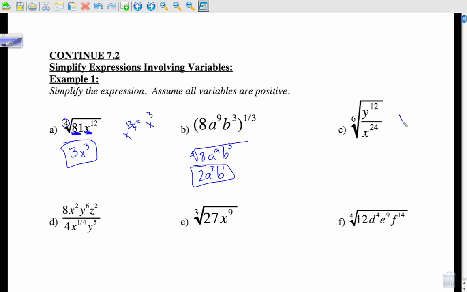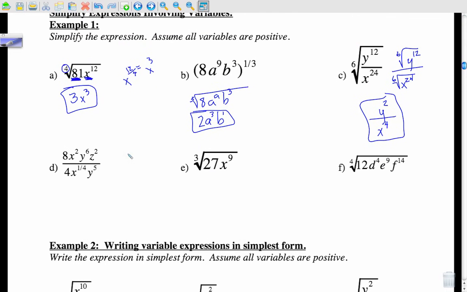Same thing with division. I'm going to split this up into the 6th root of y to the 12th all over the 6th root of x to the 24th. Think about this as 12 over 6, which is y squared. Think about this as 24 over 6, which is x to the 4th. Done.